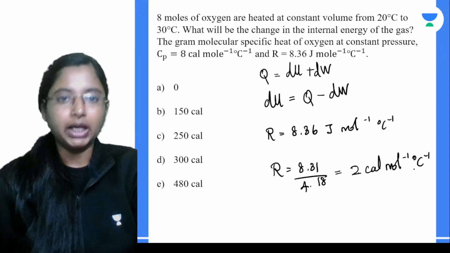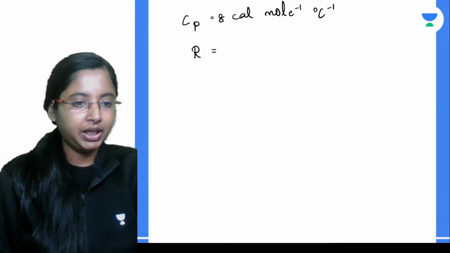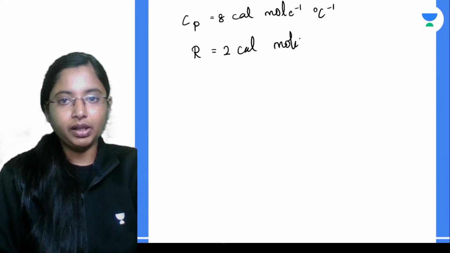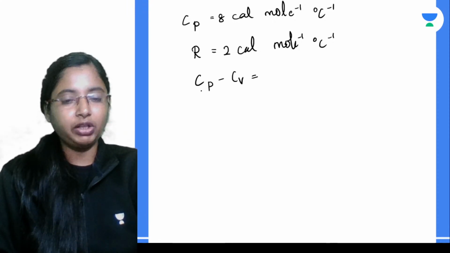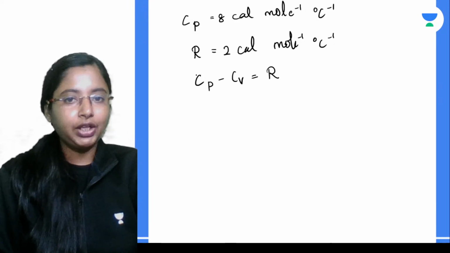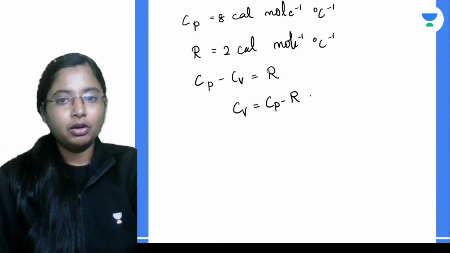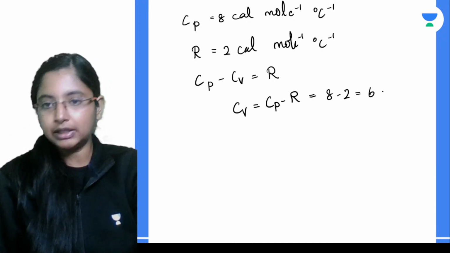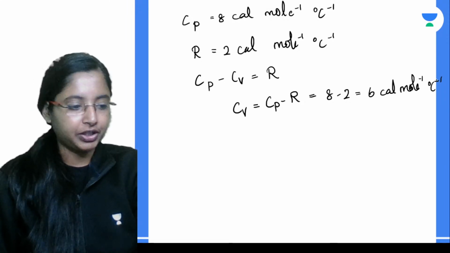That's it. Now one thing we know over here is Mayer's formula. R is 2 calorie per mole per degree Celsius. We know from Mayer's formula that Cp minus Cv, the difference between the molar specific heat at constant pressure and constant volume, is equal to the gas constant. We know Cp, we know R, so we can find Cv. Cv will be Cp minus R. What is Cp minus R? 8 minus 2, that is nothing but 6 calorie per mole per degree Celsius. Very simple.